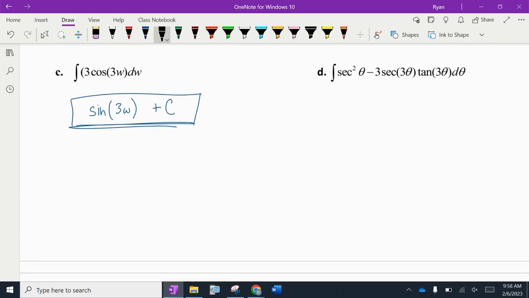All right, to letter D. Again, I'll pause for a second, give you a chance to consider this one. Go piece by piece by piece. Secant squared, we can do this one. Isn't that just secant tangent? No, secant squared is just tangent. Okay, so it's tangent. So it's just the derivative of tangent.